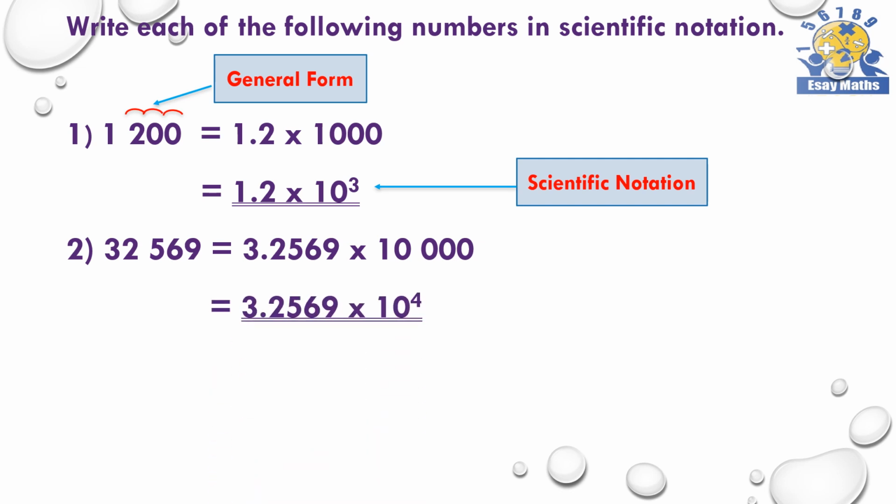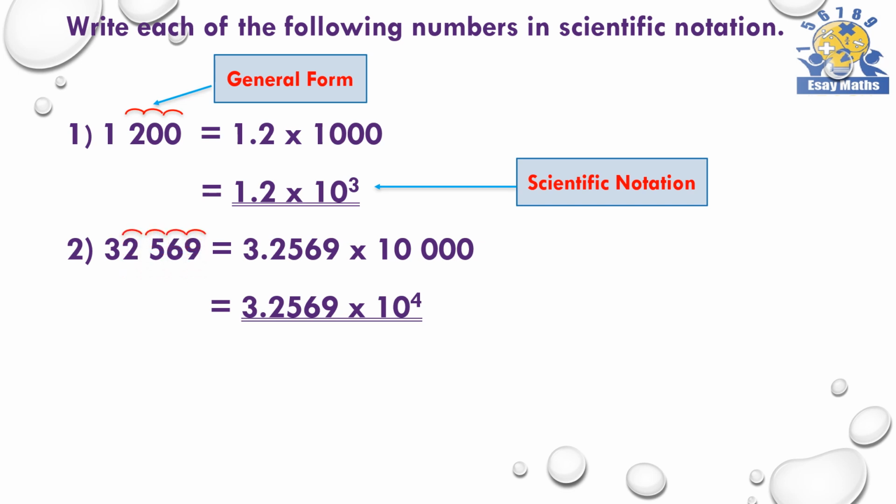In the next step, you can express 10,000 as a power of 10. It's 10 to the power 4 because there are 4 zeros. Okay, then the answer in scientific notation is 3.2569 into 10 to the power 4.